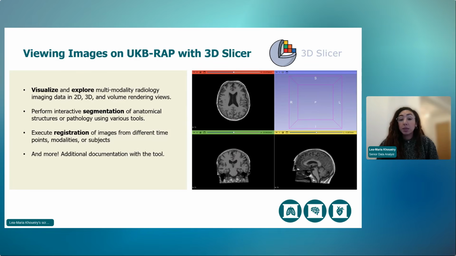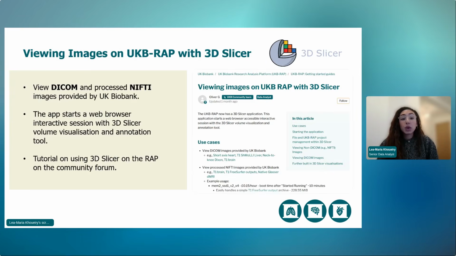The tool also is accompanied by really detailed documentation that you can directly see on the RAP, as well as information on the inputs that are needed to launch this app. So you can view DICOM and process NIfTI images that are provided by UK Biobank. The app will start a web browser that's going to be an interactive session with 3D Slicer, a volume visualization and annotation tool. There's also a step-by-step tutorial to view the images with 3D Slicer that we have made available on the community forum that you can access, and it also shows really useful use cases on how you can use 3D Slicer.